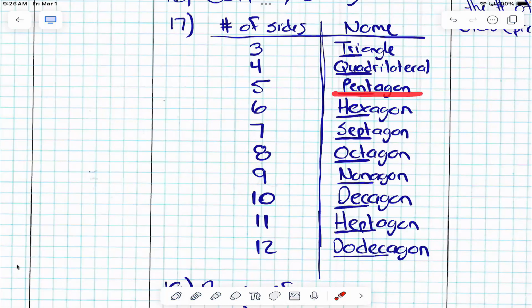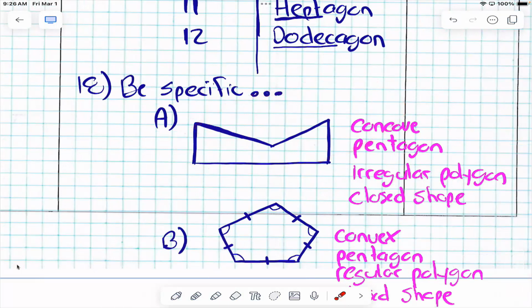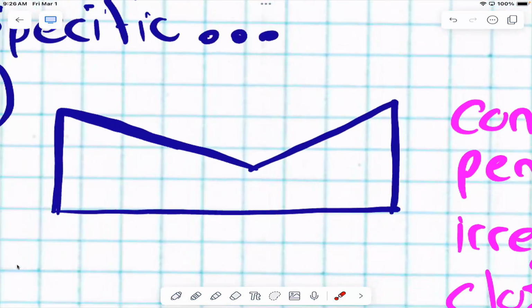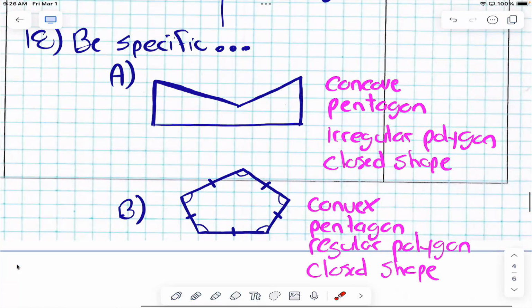How many sides does a pentagon have? So pent means 5 and it has 5 sides, right? So if you have a polygon such as this guy right here, can you name it a whole bunch of different things? Does it have a dent in it? So it's concave, right? Does it have 5 sides? Hold on. 1, 2, 3, 4, 5. So what kind of shape is it? Pentagon. Are all the sides and angles the same? No. So what kind of polygon is it if they're not all the same?